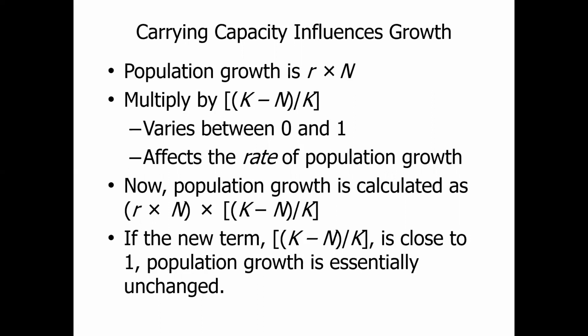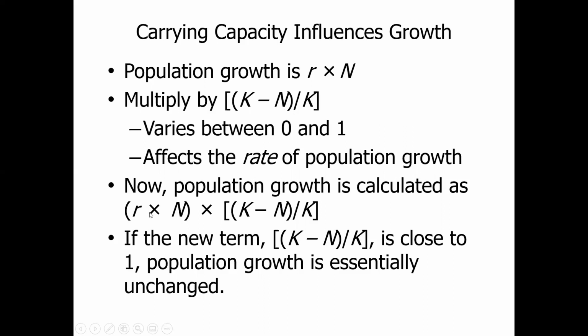So we have a new mathematical variable to put into the formula, and that is this term right here. It is K, which is our carrying capacity, minus N, which is the number of individuals in the population, divided by K, again, our carrying capacity. So this term will vary between 0 and 1. And ultimately, depending on how close to 0 or how close to 1 that number is, that's going to impact the rate of population growth.